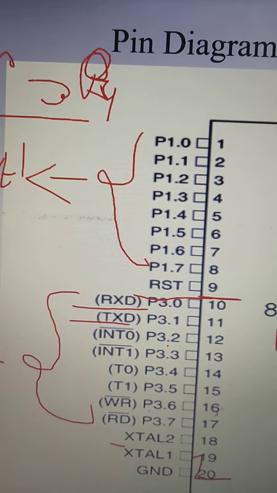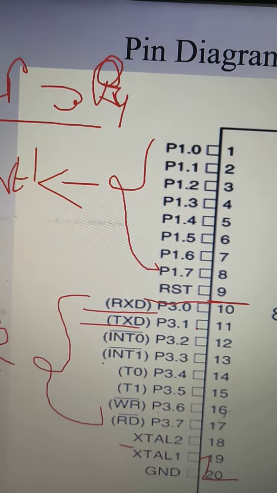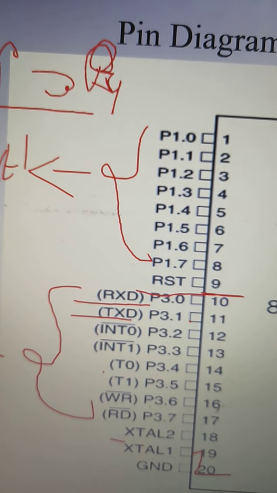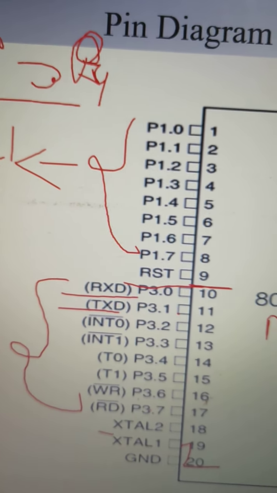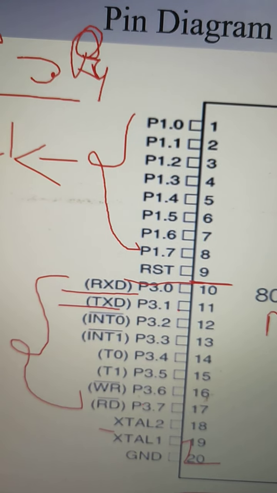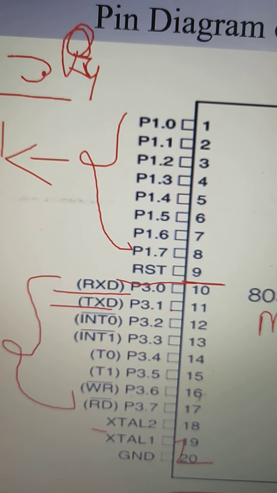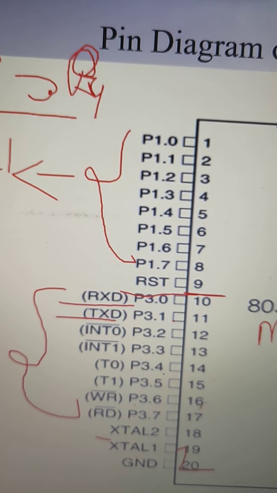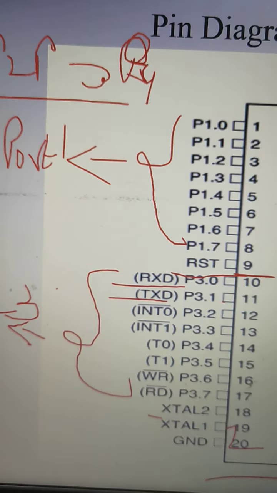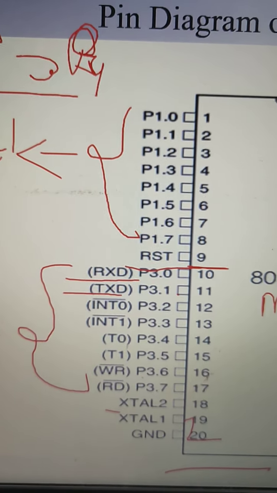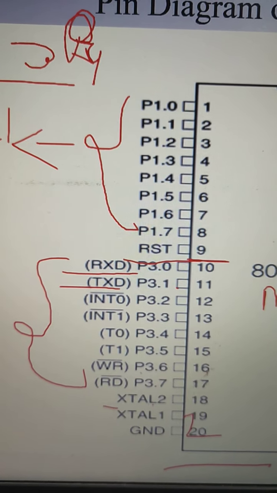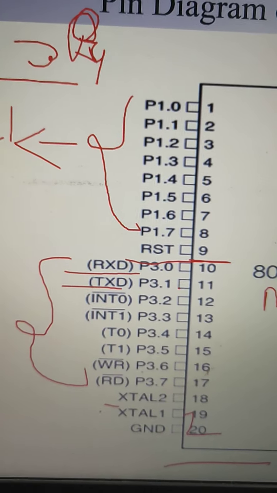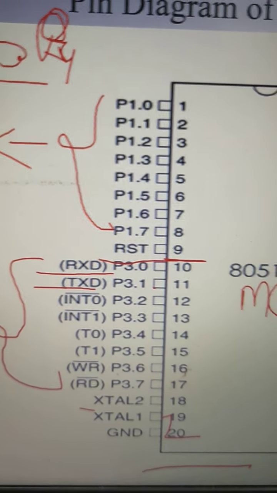P3.2 is meant for interrupt 0, and P3.3 is meant for interrupt 1. P3.4 and P3.5 are meant for timers. P3.6 is meant for writing the data, and P3.7 is for reading the data. So pins 10 to 17 are meant for the port 3 pins. Pins 18 and 19 are XTAL2 and XTAL1, which are nothing but crystal oscillators. And the last, 20th pin, is the ground pin.